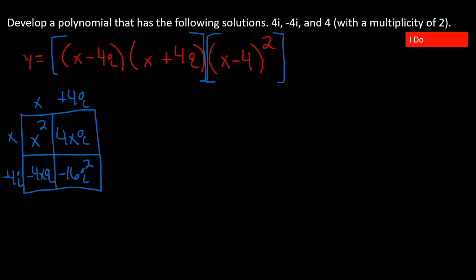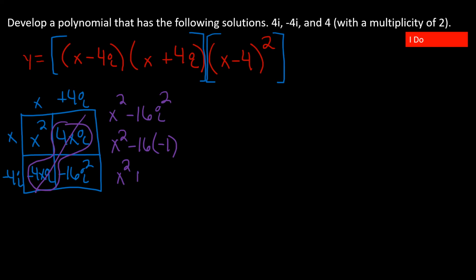Okay? And so we know when we combine like terms, these two terms here, a 4xi and a minus 4xi, would simplify out. So we would be left with x squared minus 16i squared. Now what's important to remember here is that i squared, okay, essentially we have negative 1, the square root of negative 1 being squared. So i squared is negative 1, we would have x squared minus 16 times negative 1, which would give us x squared plus 16. And so all of this satisfies this first part here.